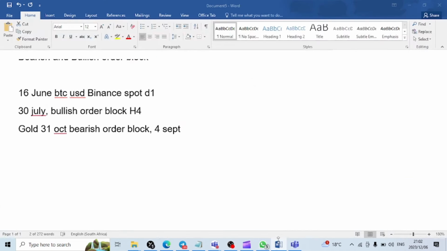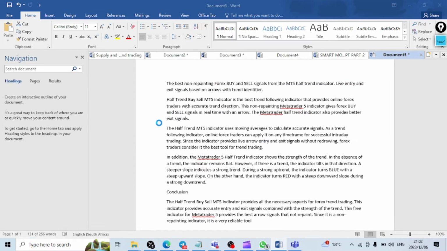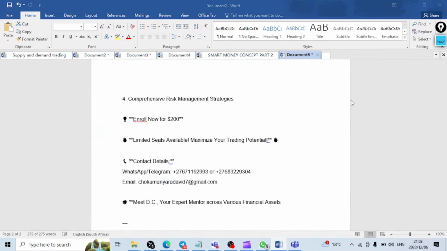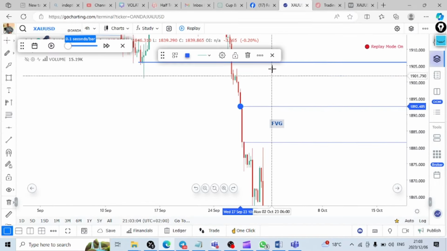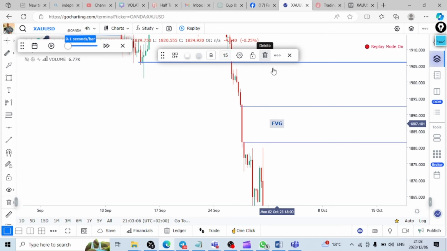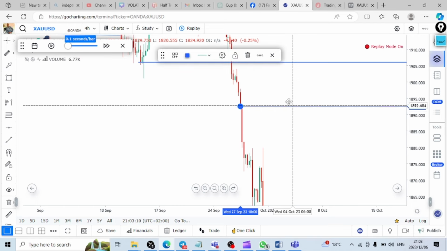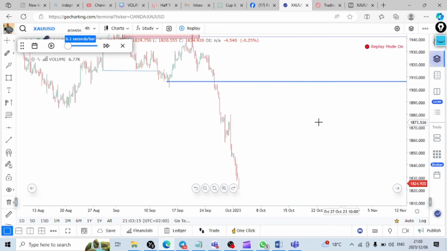So this one, let me quickly go to this one. So we have 31 October in gold. 31 October. Then we also have in September, we had something else in September. So this is how easy it is to trade using order blocks. This is how easy it is to identify order blocks from your chart.